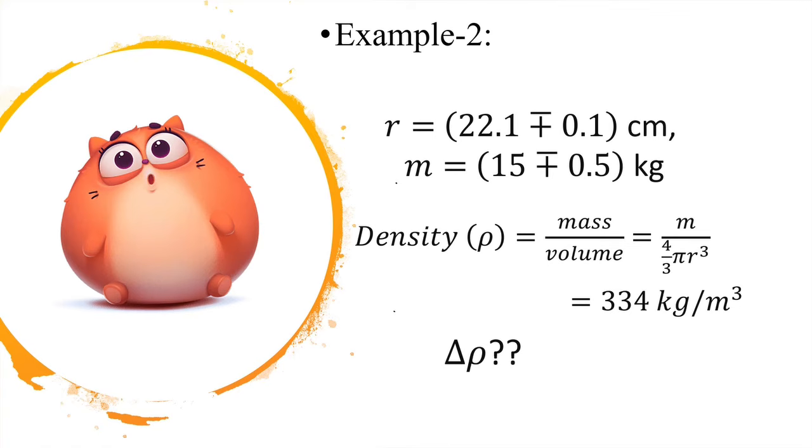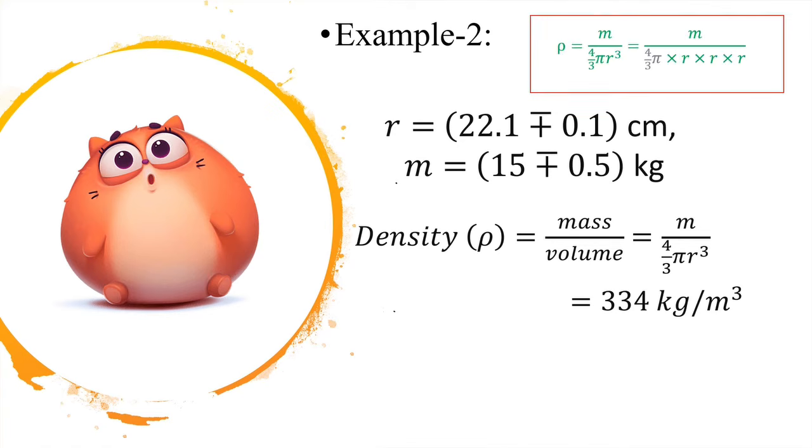So now let's talk about the uncertainty, which is where the nice things happen. Let's rewrite the density so that instead of the cube we have m over 4/3 pi times r times r times r. Because we gave you only two relations, one for addition and subtraction, and the other for multiplication. So now our relation is simple. It's very clear that this is multiplication and division. So this means that we have to use the second equation.